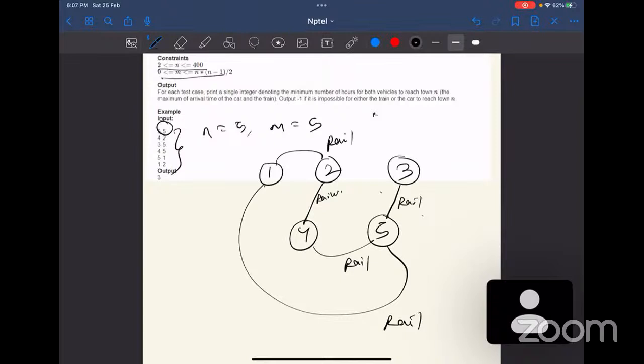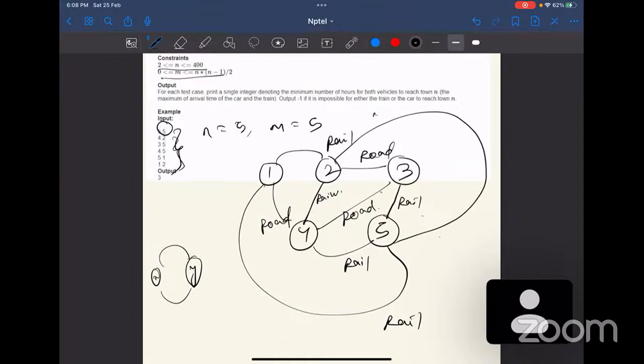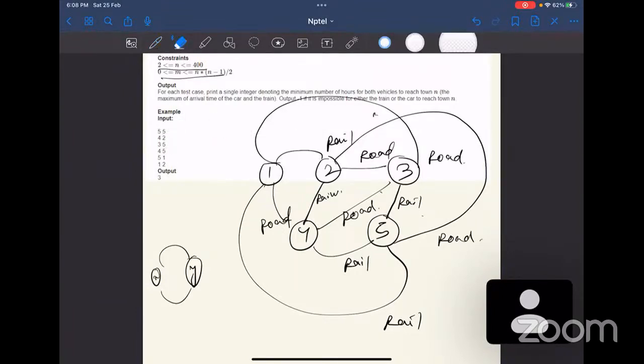Now, whatever edges are not given here, that means there exists a road between them, because we know that between x and y, either a railway would be present or a road would be present. So between 2 and 3, there is a road. Between 1 and 4, there is a road. Between 4 and 3, there is a road. Between 2 and 5, there is a road. Between 1 and 3, there is a road. So it is becoming messy, but I feel you are able to understand.